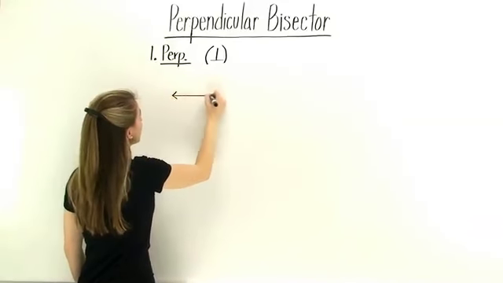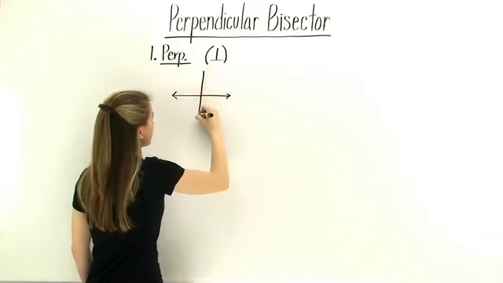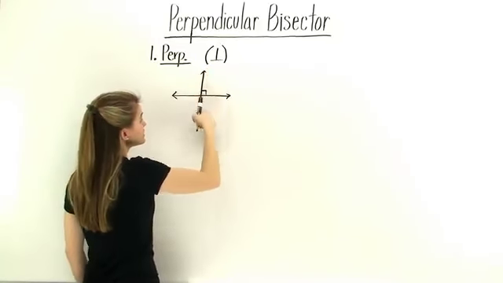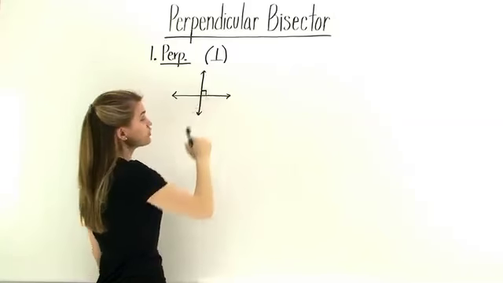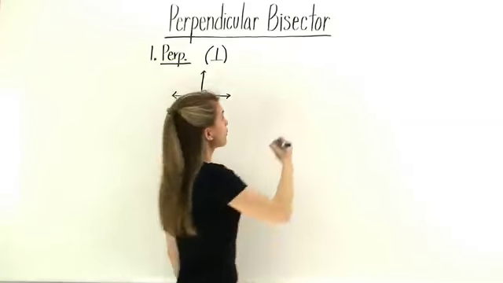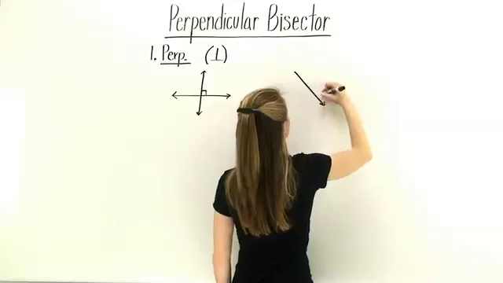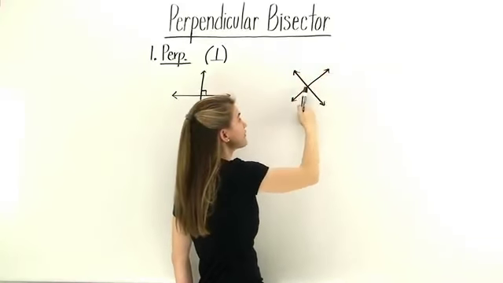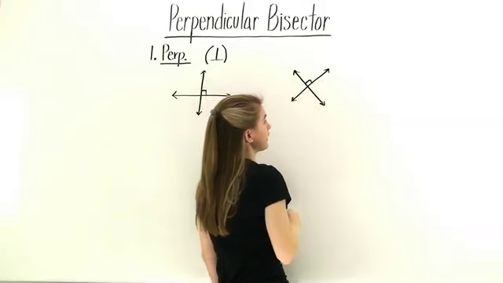Say we have two lines that look like this. These two lines are perpendicular if they intersect to form right angles. So these two lines would be perpendicular. Or we can have two lines that look like this. These two lines are perpendicular if they intersect to form right angles.